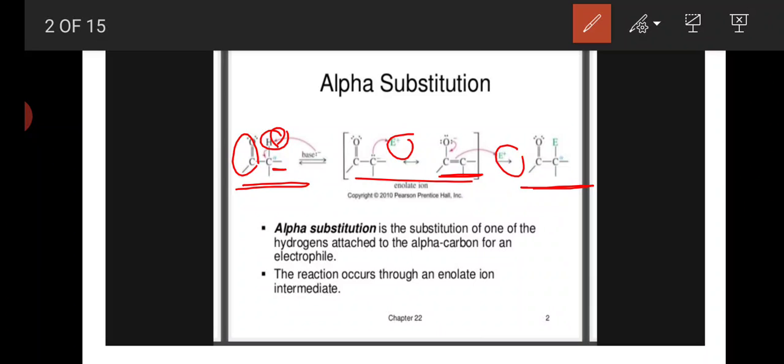Alpha substitution means a substitution of alpha hydrogen by an electrophile. Alpha hydrogen means the hydrogen which is present at the alpha carbon. Okay, one of the alpha hydrogens is substituted by an electrophile. This reaction goes through an intermediate ion, that is, the enolate ion. In this particular reaction, the enolate ion is a reaction intermediate.